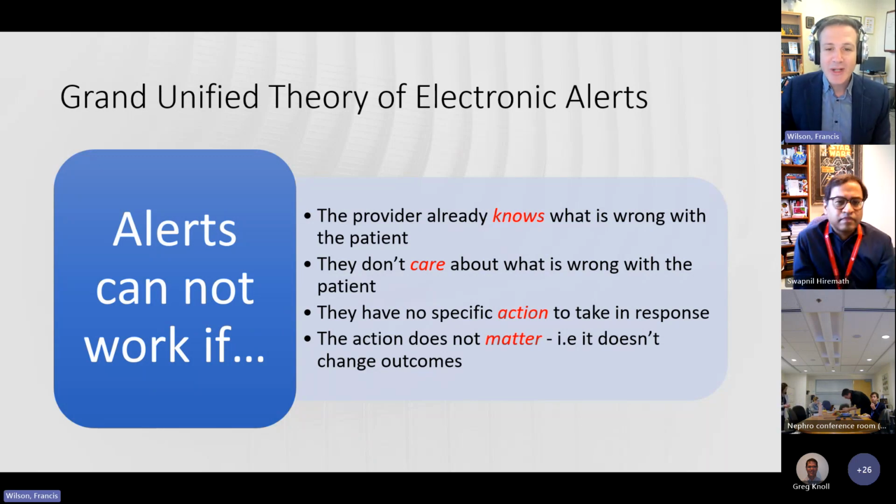And maybe the trickiest part in the case of acute kidney injury is that even if there is something you can do, that thing has to matter. It has to change outcomes, and ideally has to change outcomes at the patient level. That means you need a treatment for the underlying condition. So a bunch of hurdles.